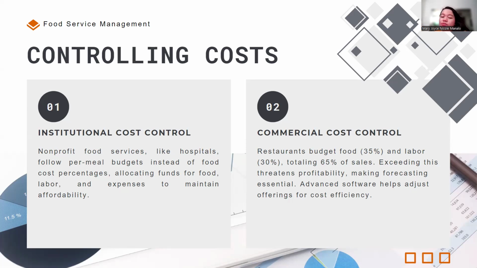This budget allocates funds for food, labor, and other expenses over a set period, helping institutions manage subsidies and maintain affordability. So for commercial cost control, commercial food services typically budget based on percentage of sales, with food costs around 35% and labor at 30%, totaling 65%. Exceeding this limit can threaten profitability, especially with rising operational costs. Pre-costing, forecasting costs based on menu sales, helps operators adjust offerings to maintain profitability.